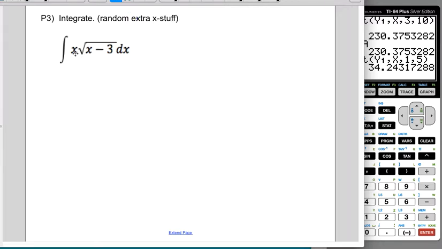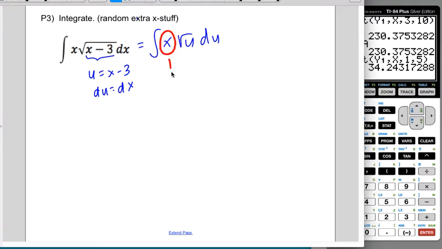My u is almost never x. In fact, the only exception to u being x is if you're dealing with arctrig, and we'll get to some of those at some point. So my u is probably inside the other function. So my u is x minus 3, which means my du is just dx. So that's great. Everything's going fine until I plug in and realize that, uh-oh, there's this pesky, frustrating x.